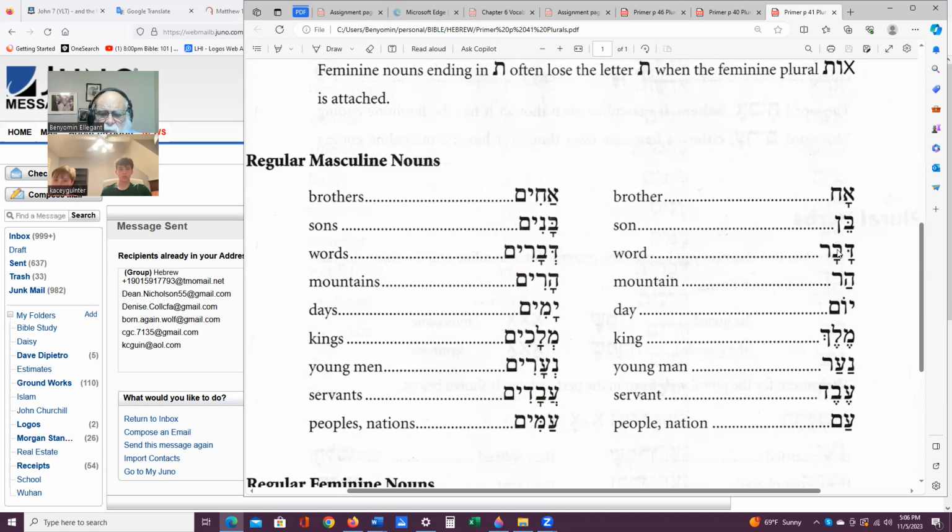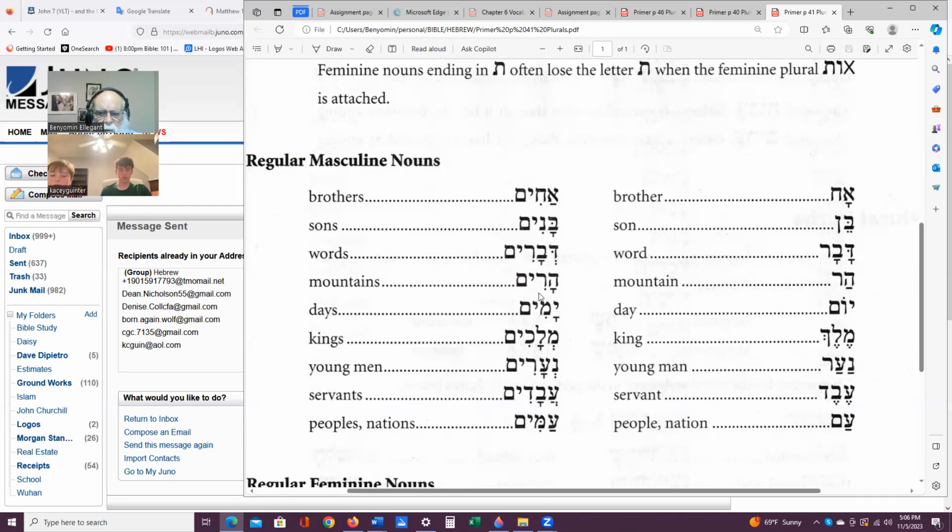Basically, these are all really simple. They're the same rule. Bain, banim. Davar, dvarim. Notice this, you change this to a shva. Why do you do that? Basically, it's easier to pronounce. Davarim takes a little bit more time to say than dvarim. So we have that rule.